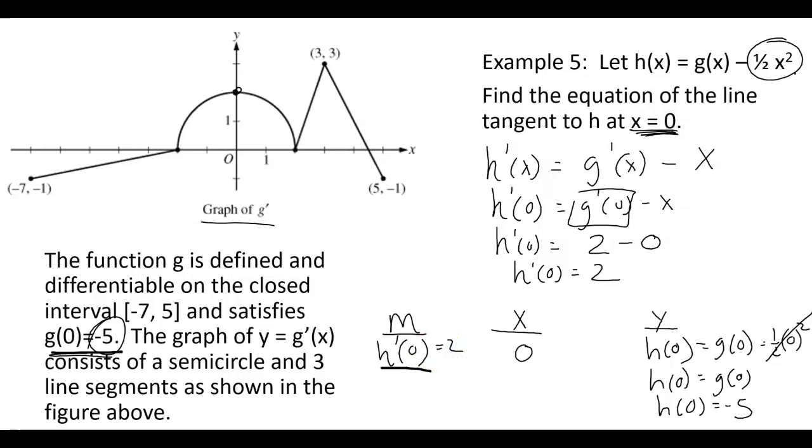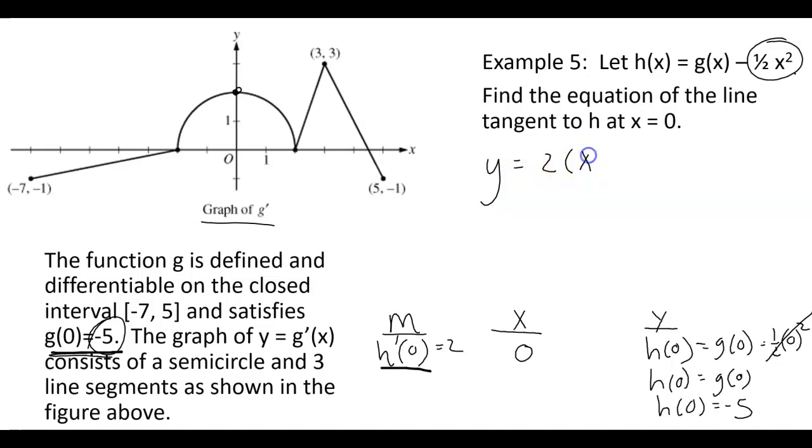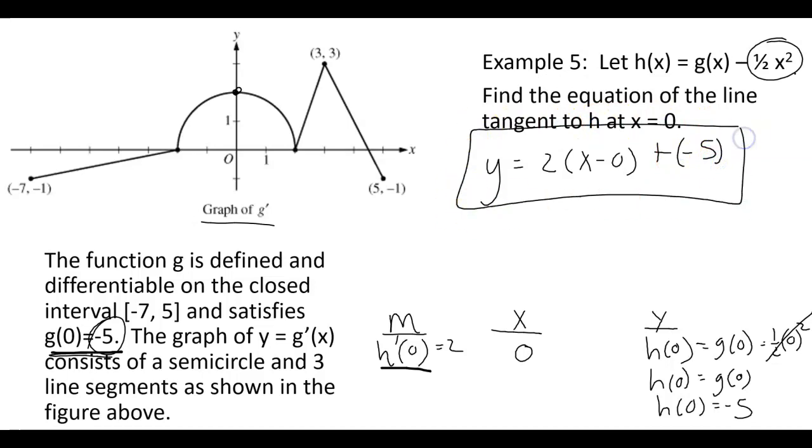So now I've got my slope, I've got my x, I've got my y. We're ready to write our tangent line. So we have y equals the slope times x minus x1 plus a -5. And since it's an FRQ, I would just leave it like that unless they ask for more. We're good to go. All right.